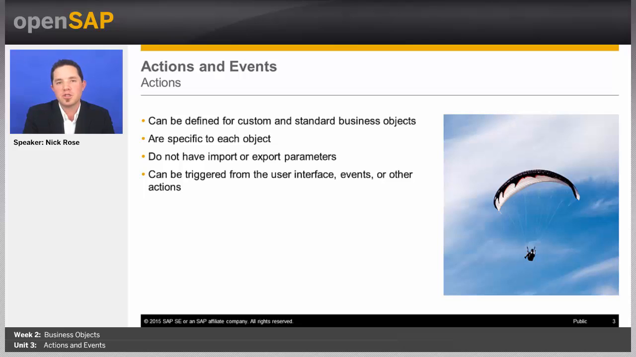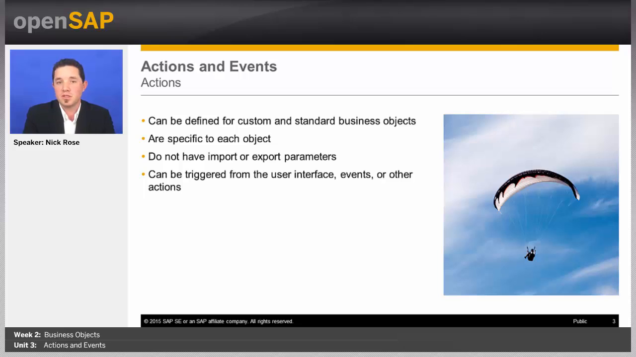We can trigger actions either from a user interface by clicking a button, from other events, so if an event itself calls an action, or from other actions. So I may have a release action for a sales order, which will then also call consistency check to make sure that the sales order is, quote, consistent before it allows the release to happen. So these actions are very useful. We're going to define some. You'll see we'll look at a lot of standard ones. They're really specific to a particular object.